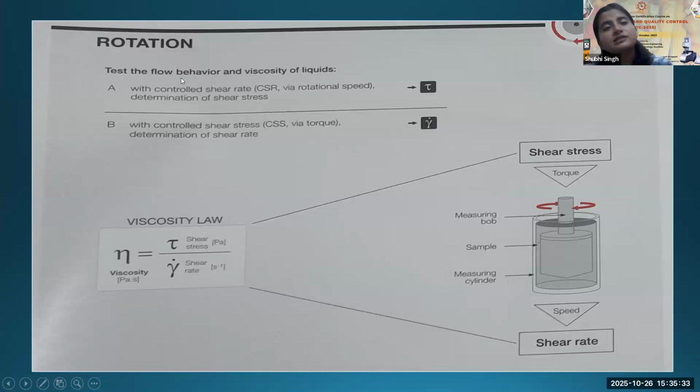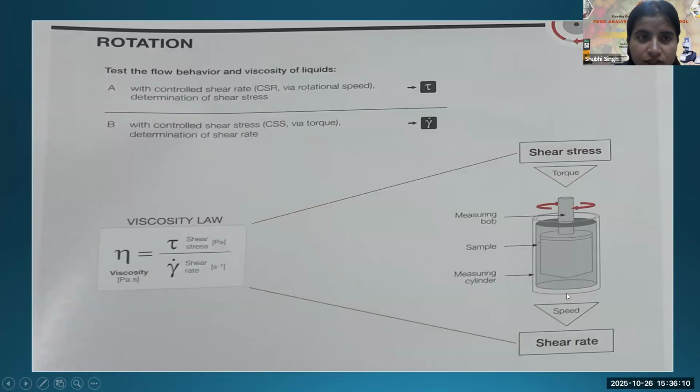Rotation is provided to test the flow behavior and viscosity of liquid with controlled shear rate via rotation speed. You are providing a shear stress with the help of torque. Here in the diagram you can see torque is applied, and then there is a measuring bob which is put inside the sample or the container. Here the sample is there, and then this is the measuring cylinder, and speed you can calculate.